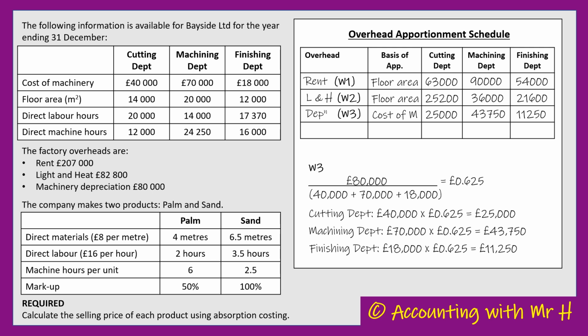And then the final thing I'm going to do to finish this first part of the answer is just to total up the overheads that have been apportioned to each department. So cutting department, 63,000, add 25,200, add 25,000, gets us 113,200. Add up the machining, there we go, and the finishing. So I've now shared out, apportioned the overheads between each of the three production departments using the fairest basis of apportionment that I had available to use.